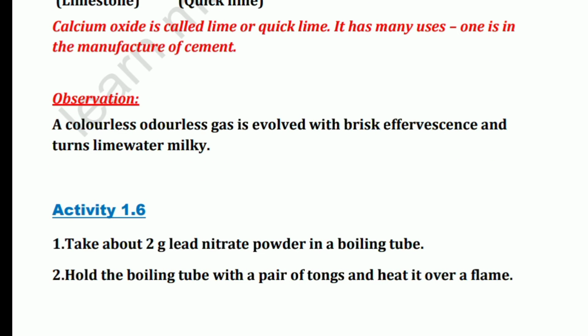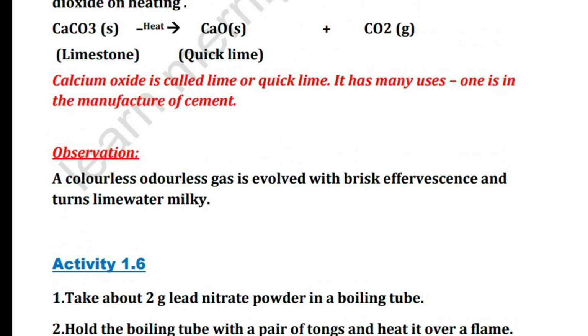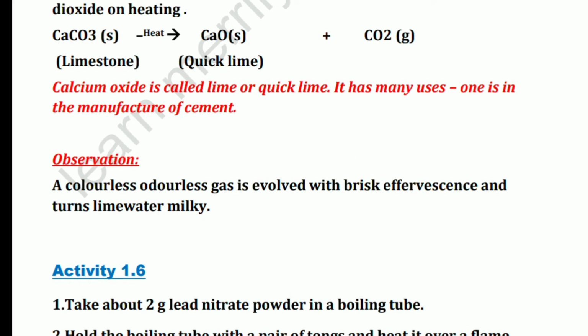A colorless, odorless gas is evolved with brisk effervescence and turns lime water milky. So now we saw that carbon dioxide is evolved. Now what are the characteristics of that carbon dioxide gas? That will come as observation. So a colorless, odorless gas is evolved. Carbon dioxide is colorless and odorless, and when you pass it through lime water, then it turns milky. This is the characteristic property of carbon dioxide gas. Also, it is a test for carbon dioxide gas.